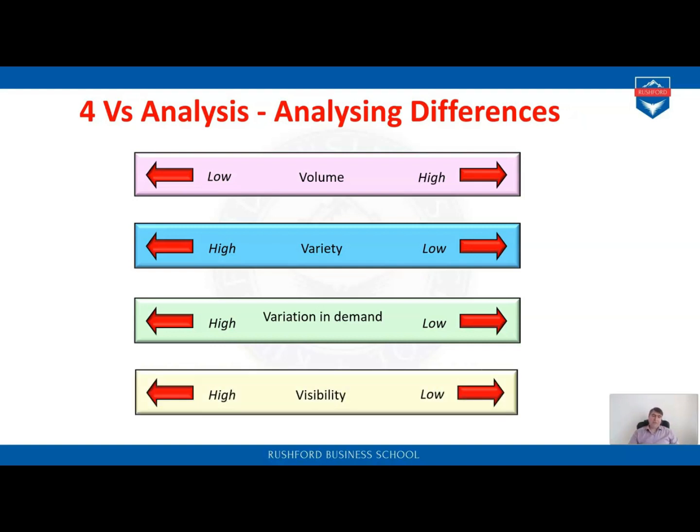Visibility, for example, like Subway or KFC. When you go to Subway, you have high visibility, but in KFC you don't have the visibility. They are cooking in the back kitchen. So variation in demand, variety and volume, we call the 4Vs of operations for analyzing different operations.